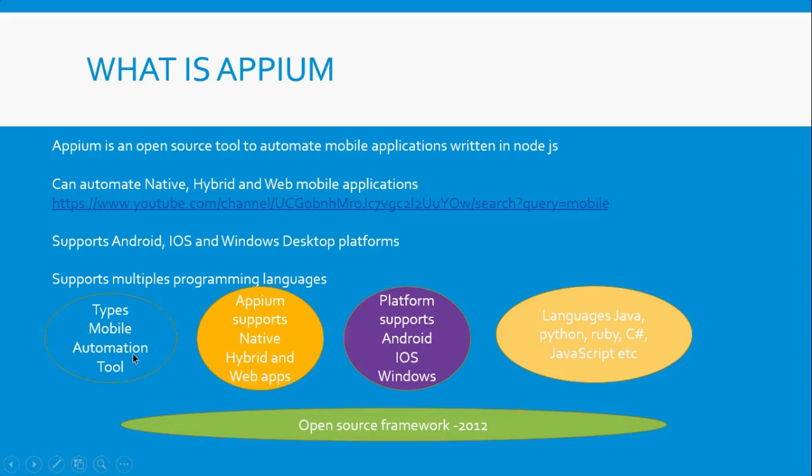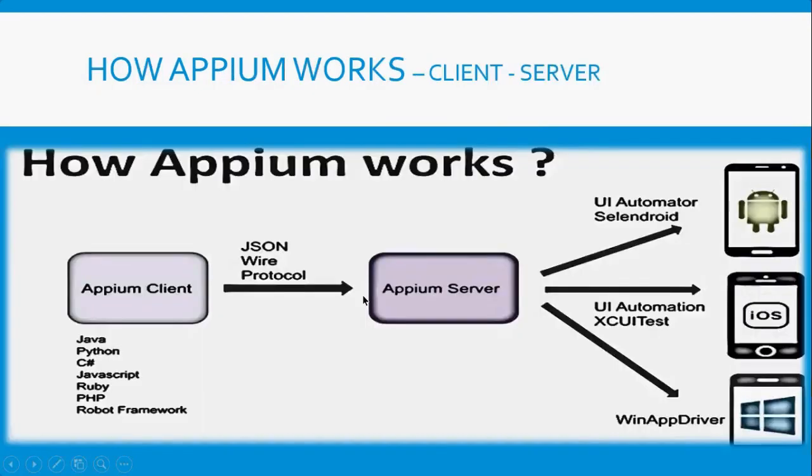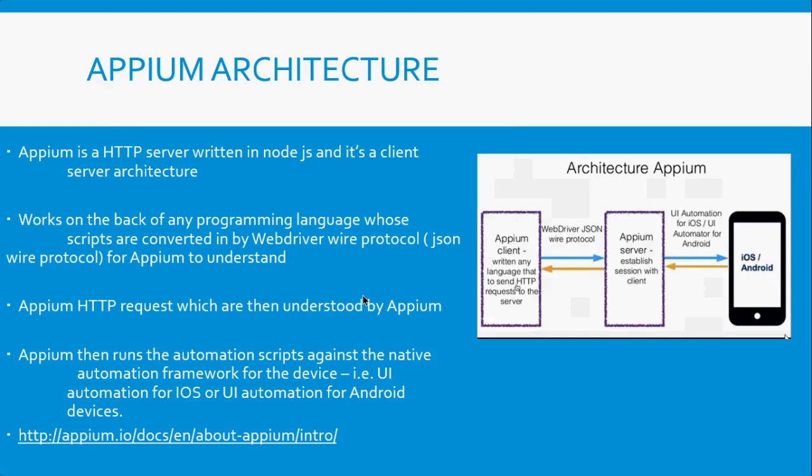So we have these mobile application tools, and as I said earlier, Appium supports different platforms and different programming languages, and I think it was discovered in 2012. I can't remember the name of the person, but it's an open source application. So let's go ahead.